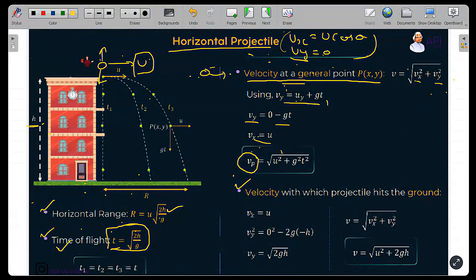Trajectory equation कैसे निकालते हैं? Do you know how to calculate trajectory equation? इस केस में ट्रैजेक्टरी इक्वेशन कैसे निकालोगे?